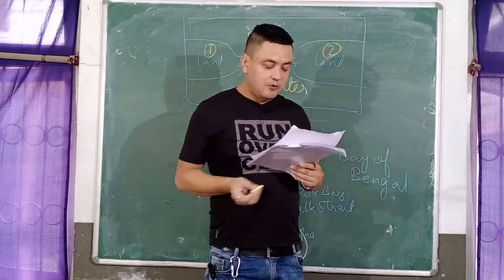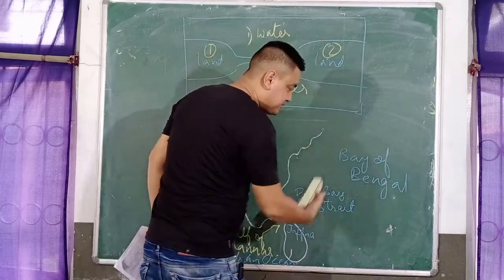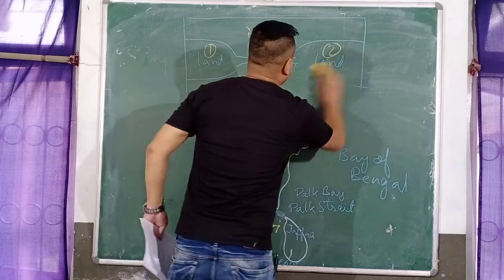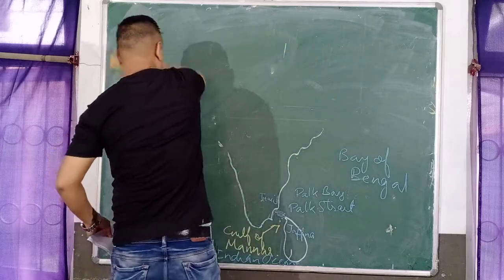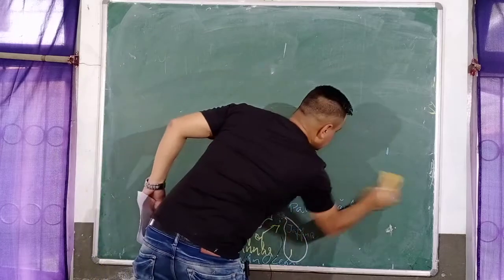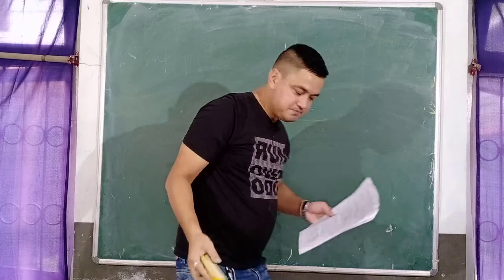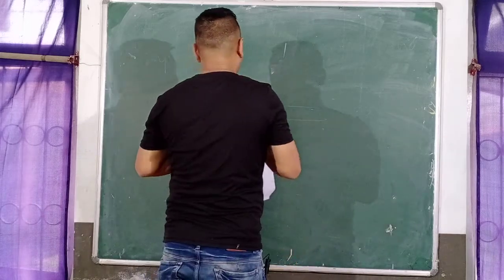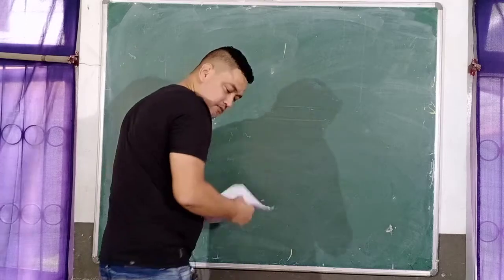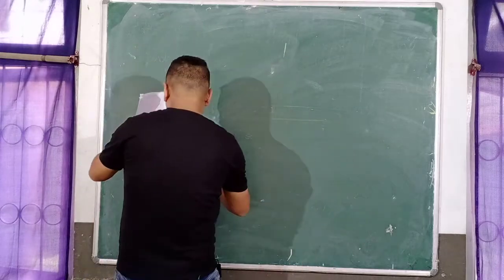Now we are going to study lagoons. So I am going to rub this board and I am going to draw a lagoon. Now I am going to draw a lagoon here. I will use a white chalk for that so that you can understand what I am drawing.